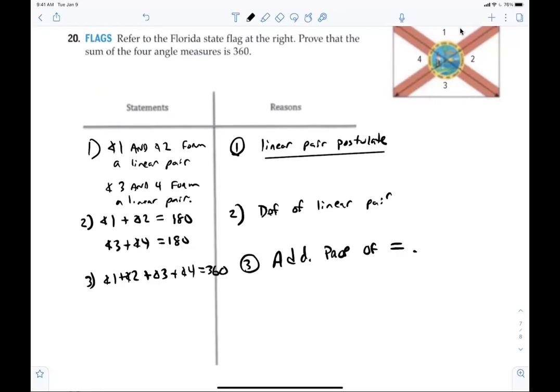Why wouldn't number 3 be the angle addition postulate? Remember, the angle addition postulate says that the two parts equal the whole, right? All I'm doing is adding 1, 2, 3, and 4 together. I'm just adding.